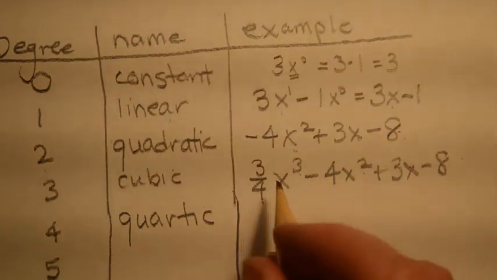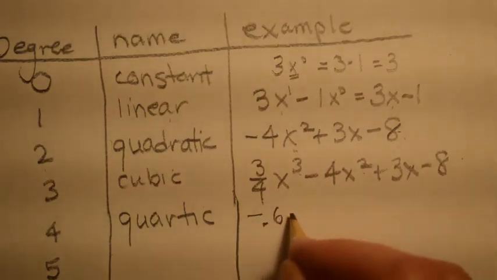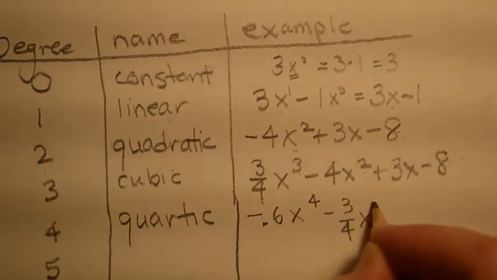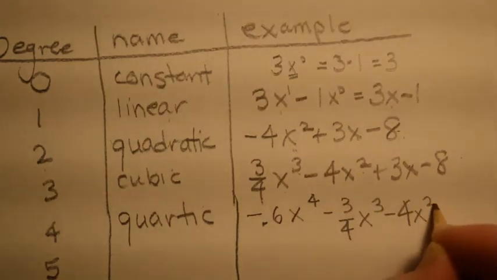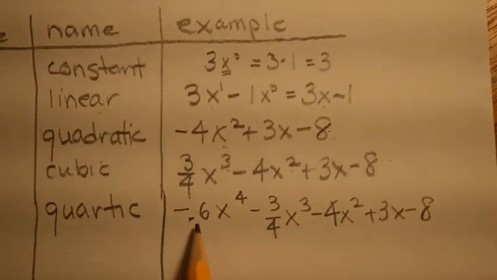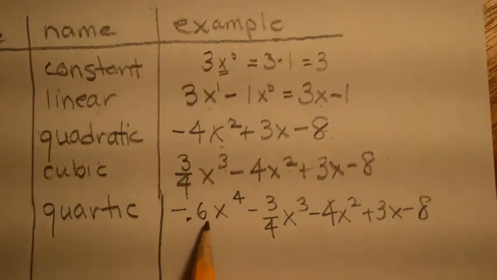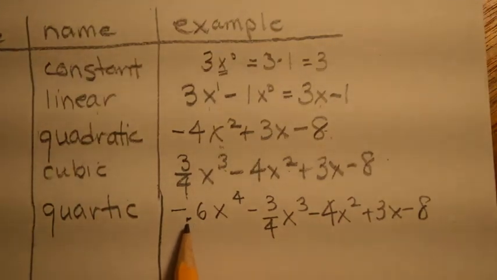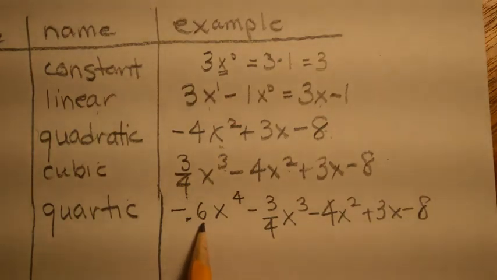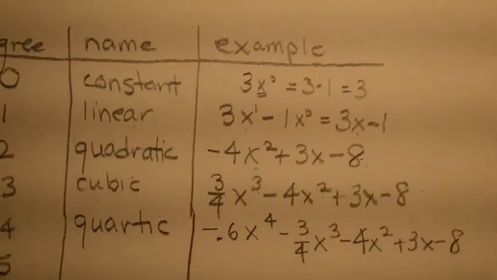That might look like, I don't know, negative 0.6x to the fourth minus 3/4x cubed minus 4x squared plus 3x minus 8. Again, nobody would ever do that and combine a decimal and a fraction at once, but I just want you to remember that it's okay. A decimal as the coefficient is fine as long as it's either repeating or terminating, which negative 0.6 is. Here the highest exponent is a 4, all others are lower, so it's called a quartic.